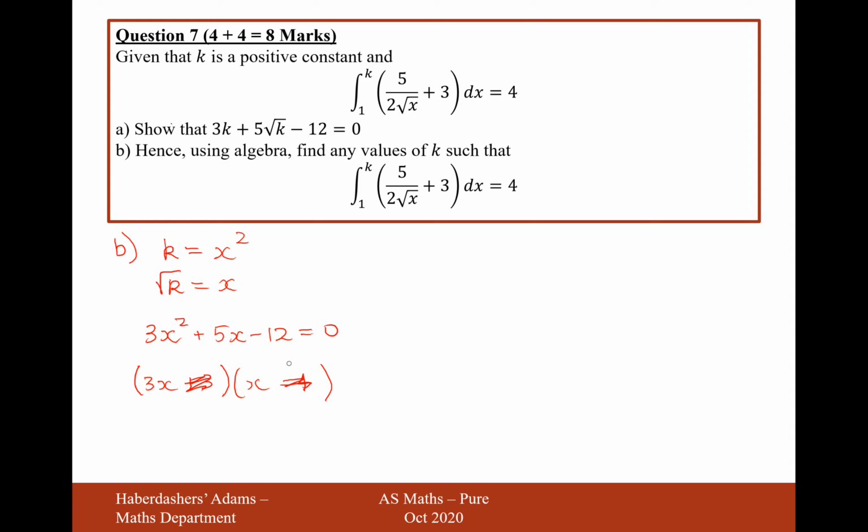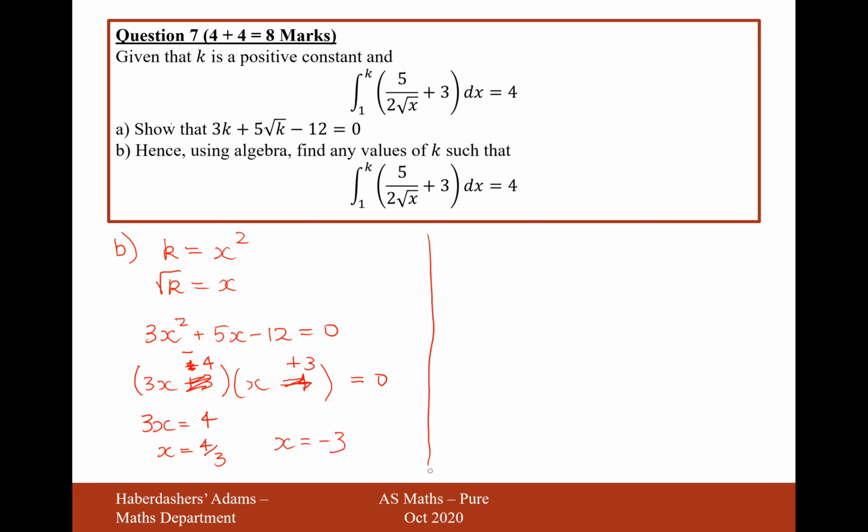Maybe if I put the minus 3 on this side and the plus 4 on this side, that's going to give me 9 plus 4, that's minus 5, so no, other way around. Minus 4x plus 9x, yeah, that's 5x now, so that's good. So it's now going to be 3x equals 4, or x equals 4 over 3, or x equals minus 3.